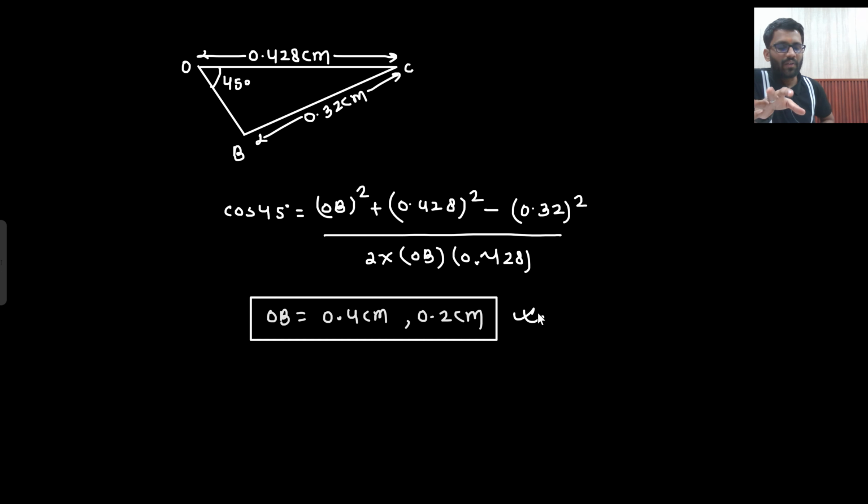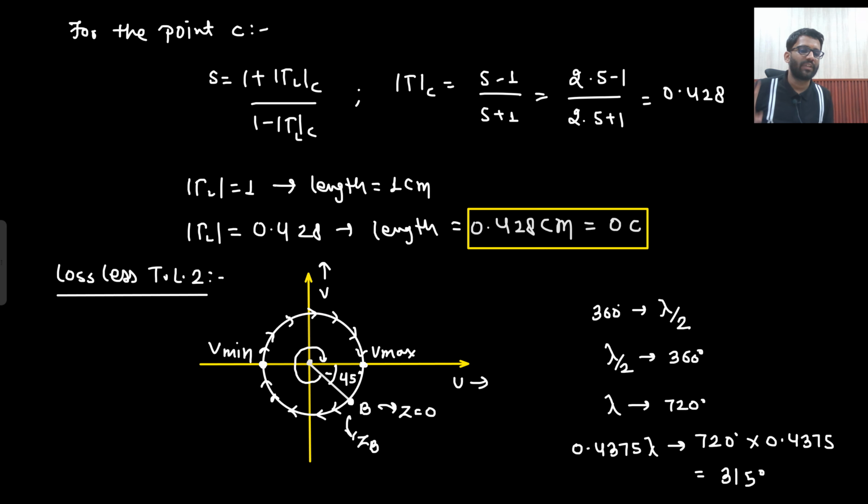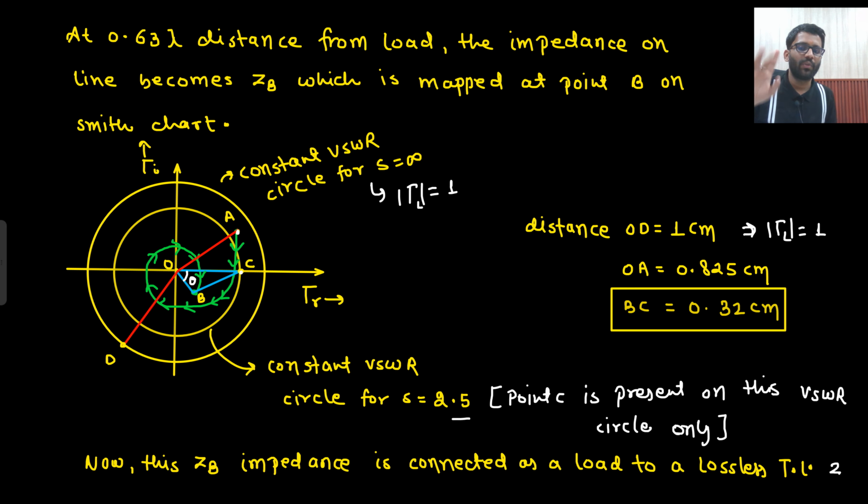Okay, so now our answer will be two alpha values. Two alpha values are possible. So the OB value you are getting is 0.4 centimeter or 0.2 centimeter. What do you understand by this point? That means the magnitude of reflection coefficient at point B is 0.4 or 0.2.